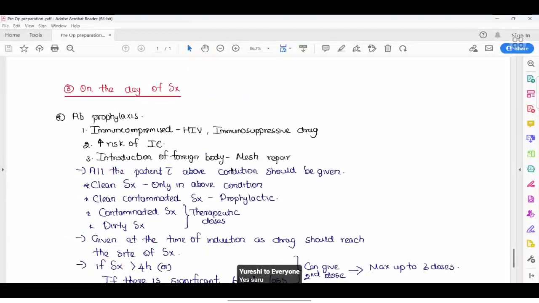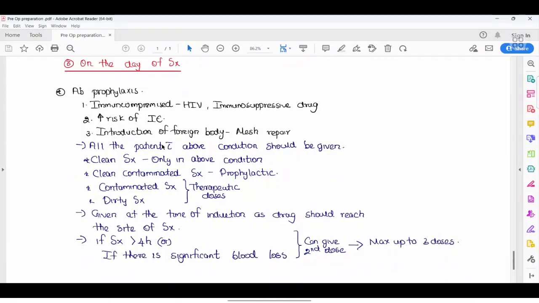Okay. And the important thing, what we have to do, what should be done on the day of surgery. So the important thing is antibiotic prophylaxis. This is an important topic because it is commonly asked in the MCQ. What is the time of the antibiotic prophylaxis? Which patients should be given it? So repeatedly they are asking questions on the antibiotic prophylaxis.